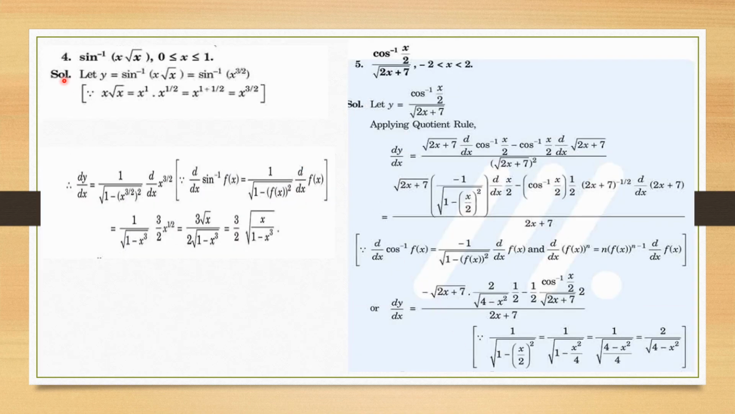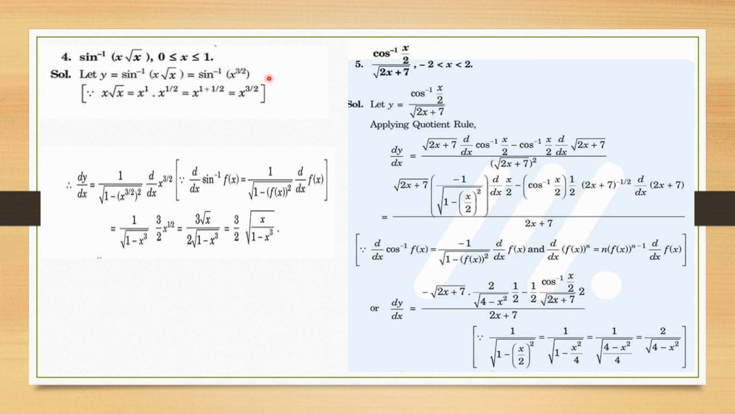Number 4 is differentiate sine inverse of x root x, where x is lying between 0 and 1. Okay, so that actually means it is sine inverse of x raised to power 3 by 2, as 1 power of x and half power of x will give me this result. Now we know what is the derivative of sine inverse x. It is 1 upon under root 1 minus x square.